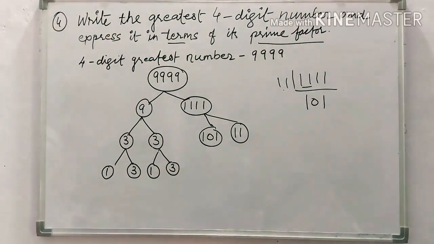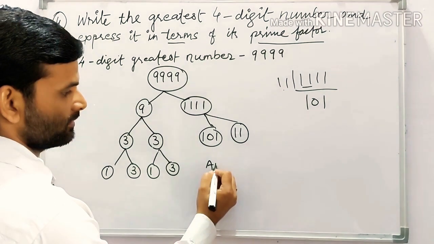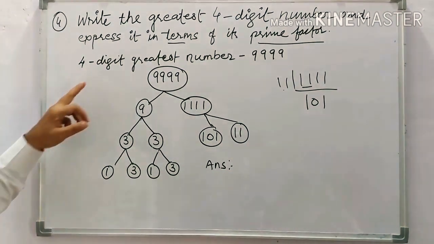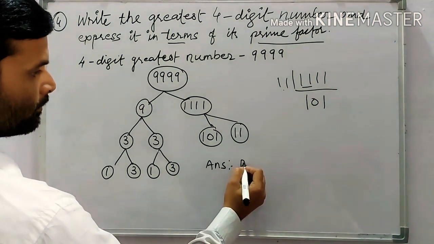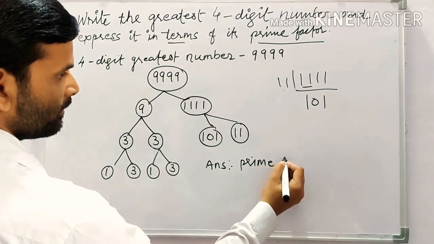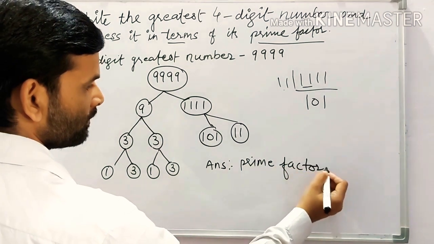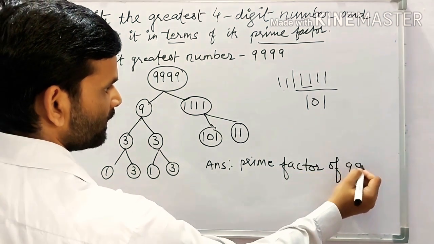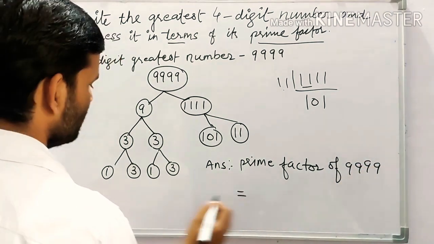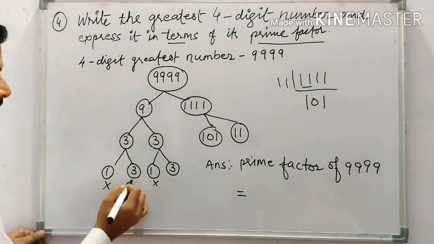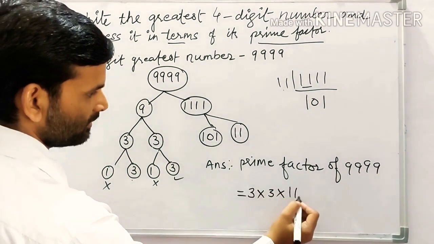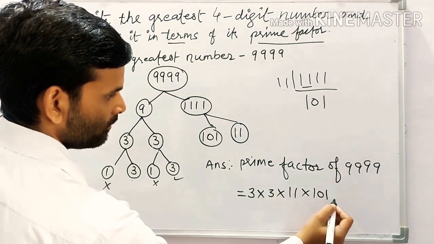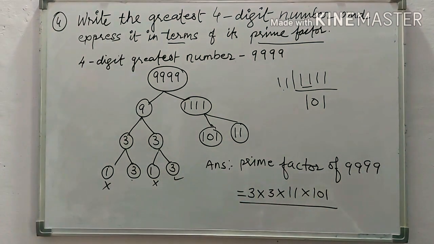Okay, the answer is... now prime factor of 9919. Last is 1, not 3 into this 3 into 11 in ascending order. You write 101. Then the answer is 3 into 3 into 11 into 101.